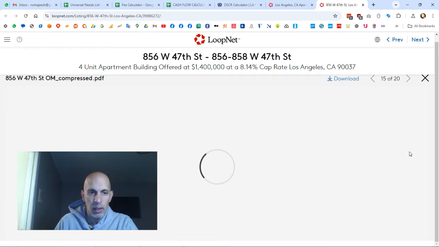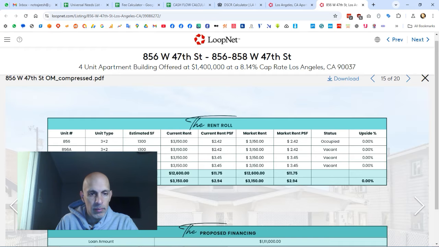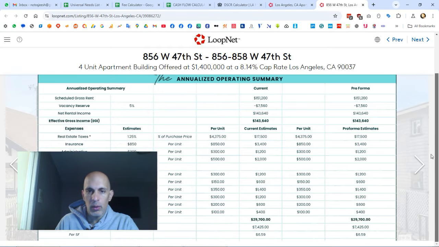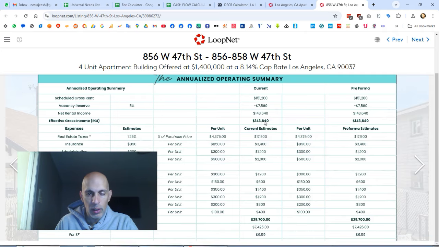Let's see if maybe they have it here. No. They got the average rents over there. All 3-bedroom, 2 baths. Okay, cool. So let's go ahead and get started here. We're going to go with 143 or 151,200.